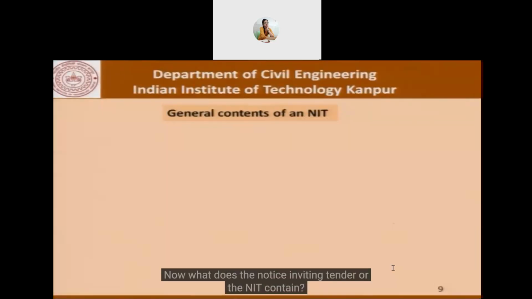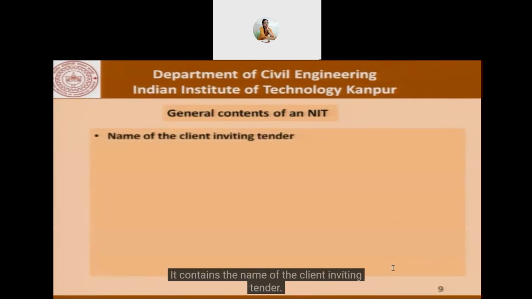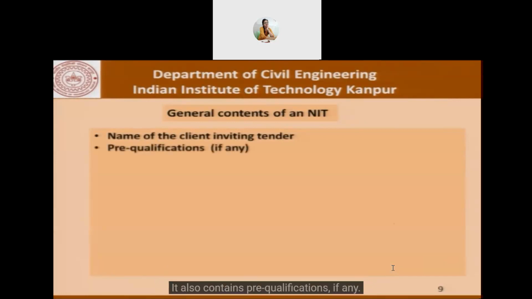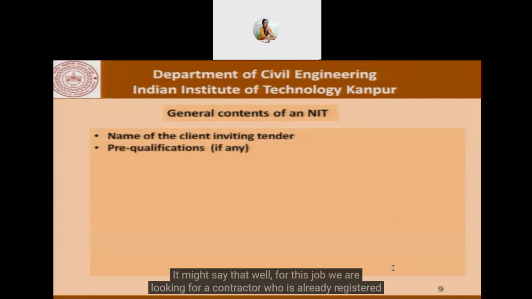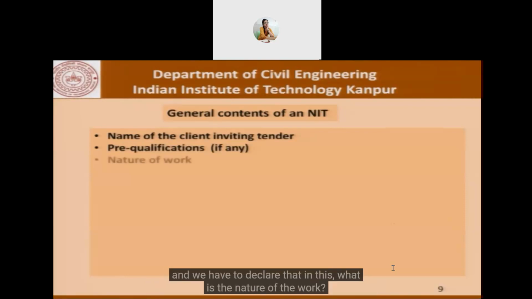Now, what does the notice inviting tender or the NIT contain? It contains the name of the client inviting tender. It also contains pre-qualifications, if any. It might say that, well, for this job, we are looking for a contractor who's already registered with us. So there is a procedure by which different organizations have pre-registered contractors, and we have to declare that in this.